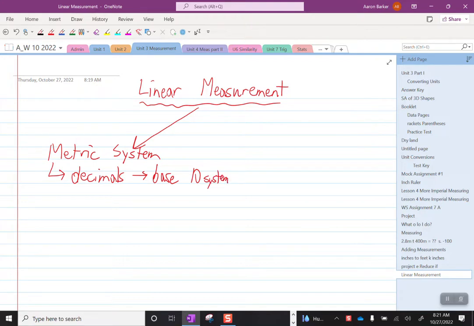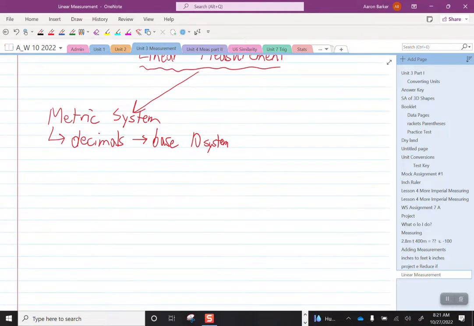You don't have to write down base 10 system. But decimals is super important because that way you know whether you're doing it right or wrong. You shouldn't have fractions. And yes, sometimes I see students trying to make up fractions. Don't. You just have decimals. We have a prefix along with the base unit.